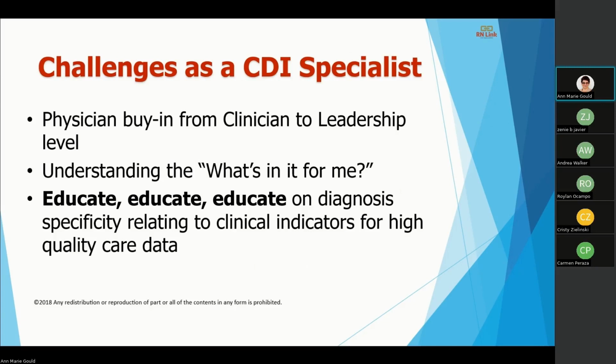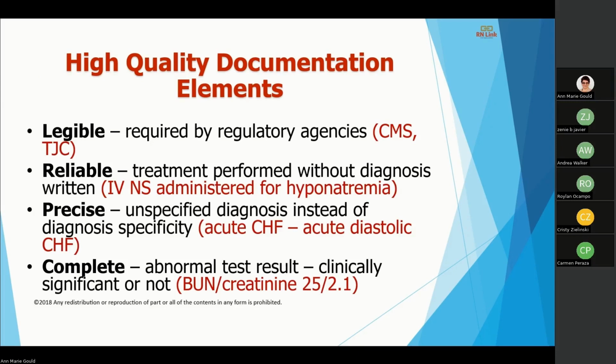Educate on all diagnosis specificity relating to clinical indicators for high quality care data. It's all about the data, right? So when it comes to your high quality documentation elements, of course, you have legibility, and that's regulatory agencies, your CMS. TJC is the Joint Commission. It's not JACO anymore, it's TJC. Reliability: treatment performed without a diagnosis written. They gave IV normal saline for hyponatremia, but they didn't say hyponatremia. Is it precise? There's an unspecified diagnosis instead of diagnosis specificity, heart failure.